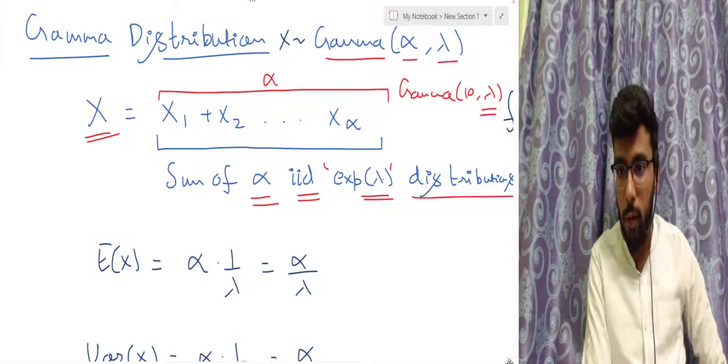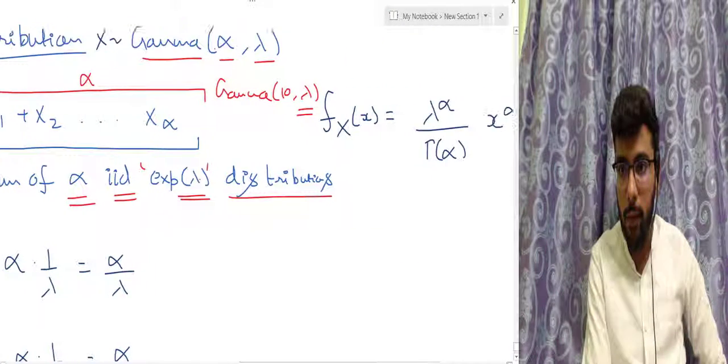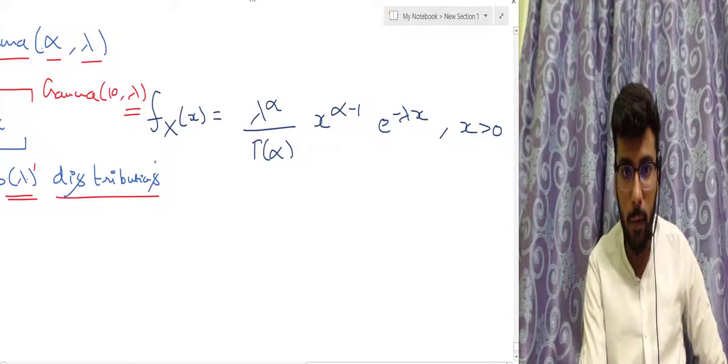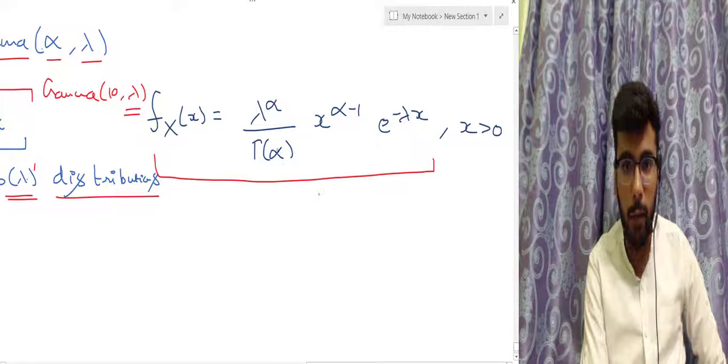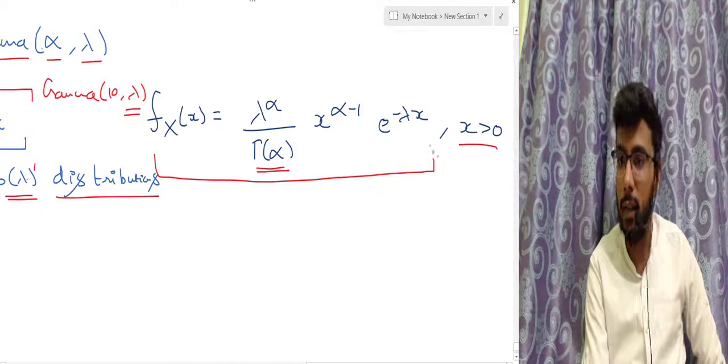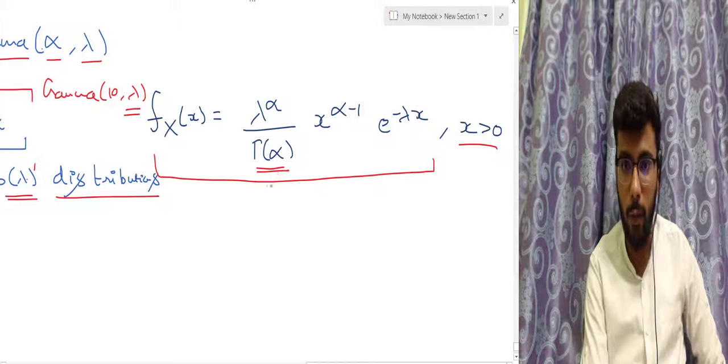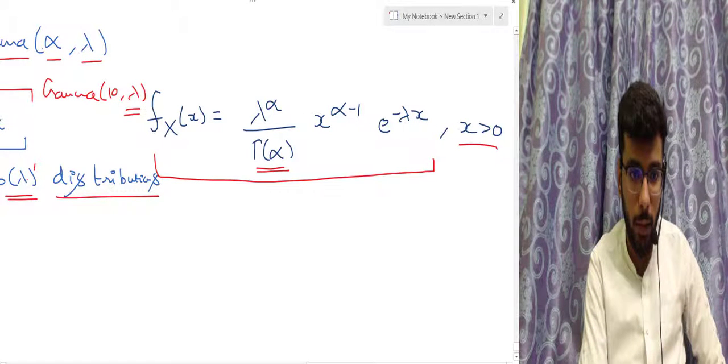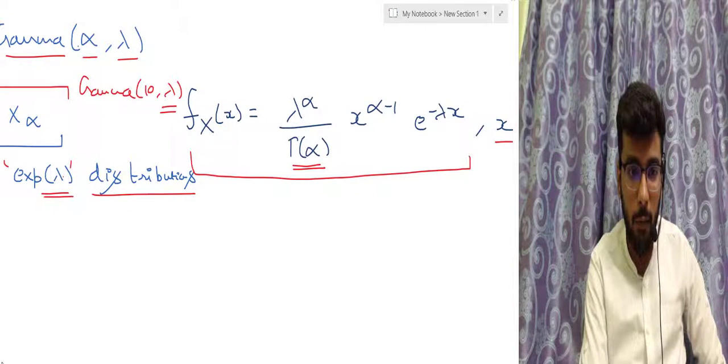Now the PDF in the tables is given as this expression. I'll not get into the derivation of this. It is lambda to the power of alpha upon gamma alpha, where gamma alpha is the gamma function, which I am going to talk about in a bit, times x to the power of alpha minus 1 times e to the power of minus lambda x, where x is greater than 0. So this is your PDF. Let's talk about the gamma function in a bit. What do I mean by gamma alpha? I'll clarify that.